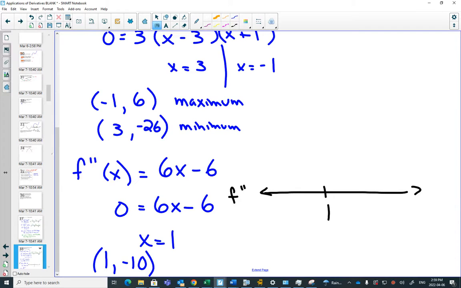So we put only the number 1 on the number line. Plug in something less than 1, plug in 0. That's going to give me negative. Sad. Plug in something bigger than 1. It's going to be positive. Yay, we're happy.